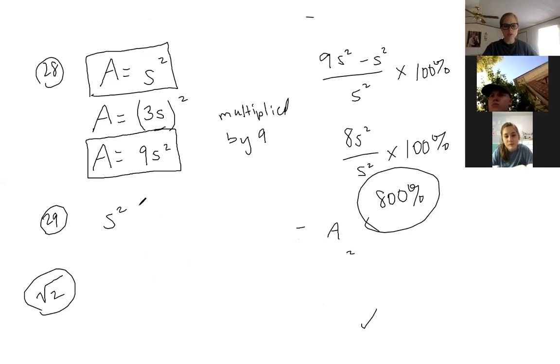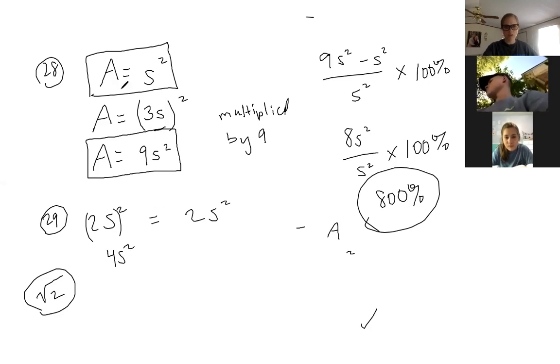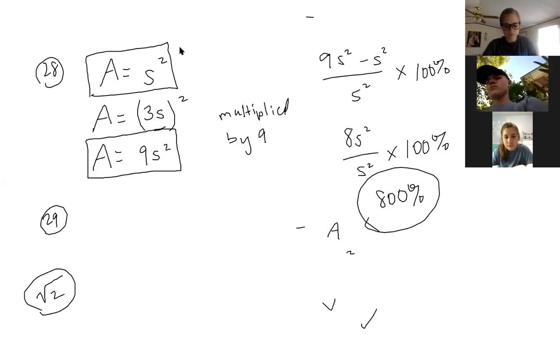Area of a square is s squared. So if I want that to equal 2 times s squared, what would I have to multiply s by? I couldn't just multiply it by 2, because then that would be 4s squared. So the only thing that would work is, what's the square root of both sides? Square root of 2. There we go. All right, number 31.